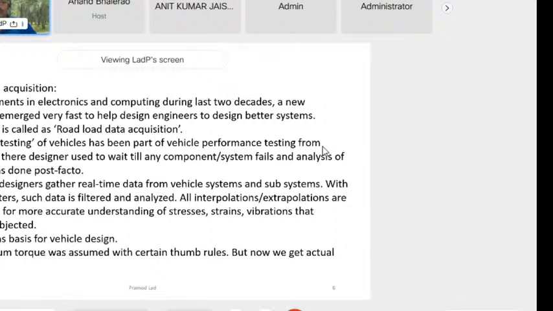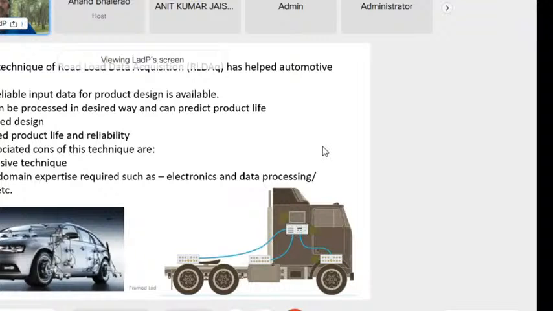Earlier we used to assume, say, the maximum torque condition or maximum stress condition, and we used to design products which were sometimes over designed. But nowadays optimum performance products can be designed with this road load data acquisition technique. More reliable input data is available for a designer. Data can be processed in a desired way and can predict product life. Designs are getting optimized, with improved product life and reliability. These are the main advantages of this road load data acquisition technique.